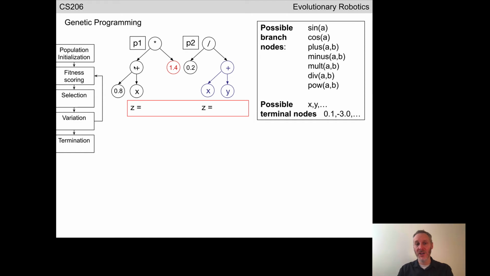All non-terminal nodes have operations in them: multiplication, plus, sine, cos, division, power, anything you want. You can choose which algebraic operators you want. They go in the non-terminal nodes. And we're going to place variables and constants in the terminal nodes.